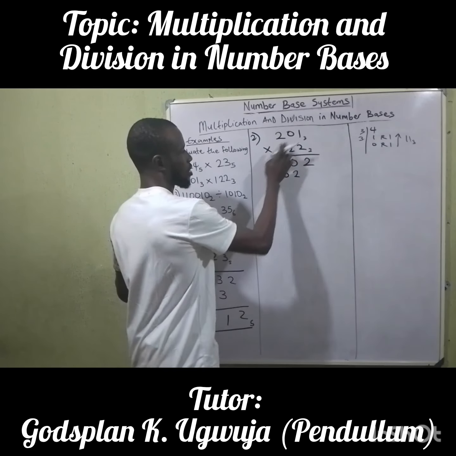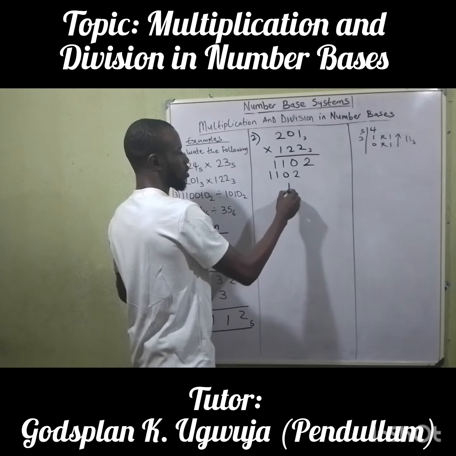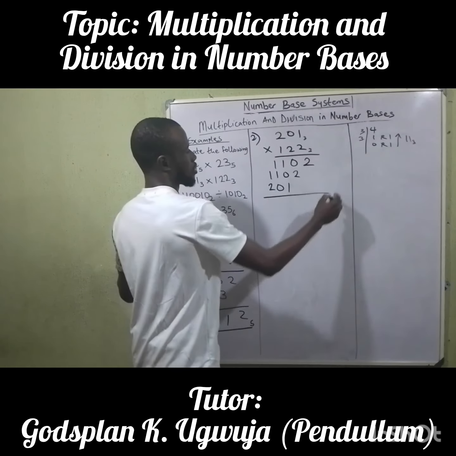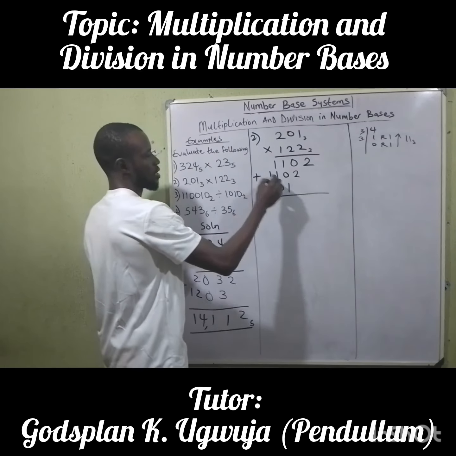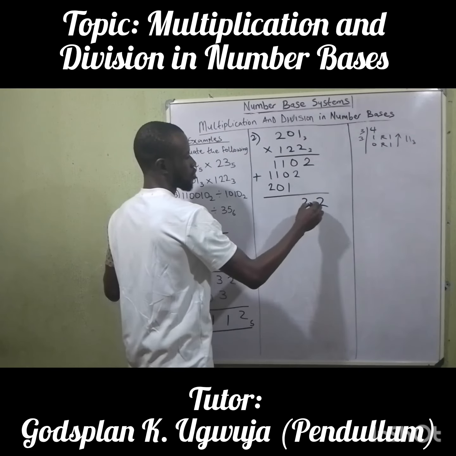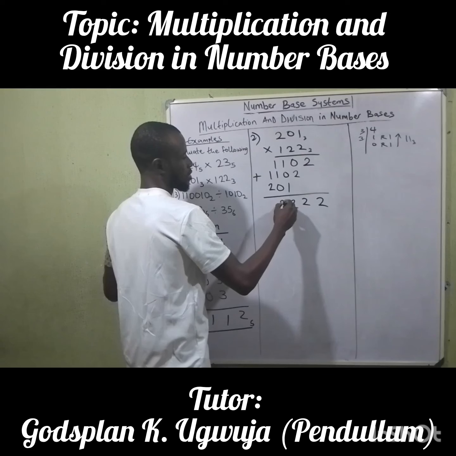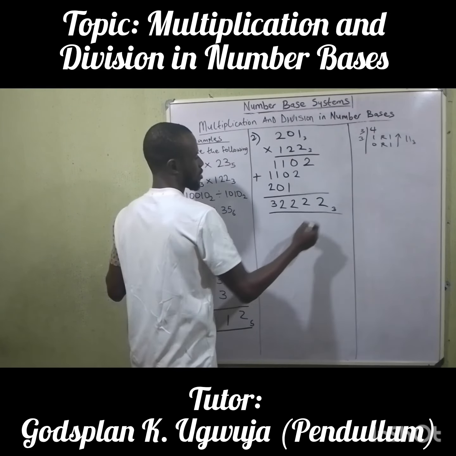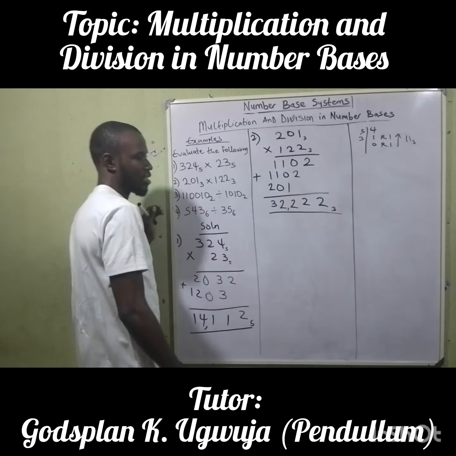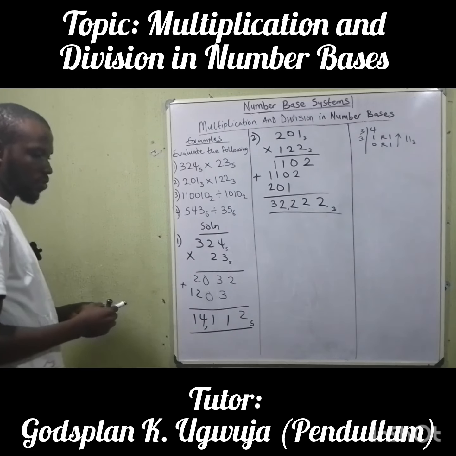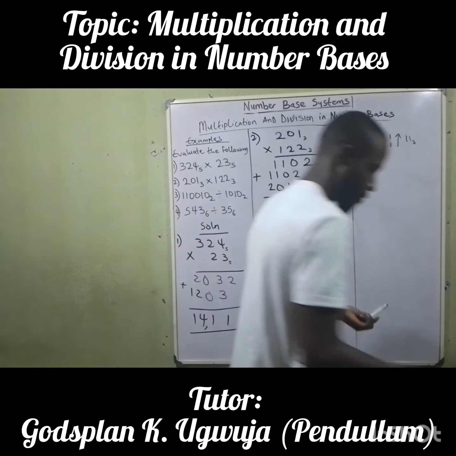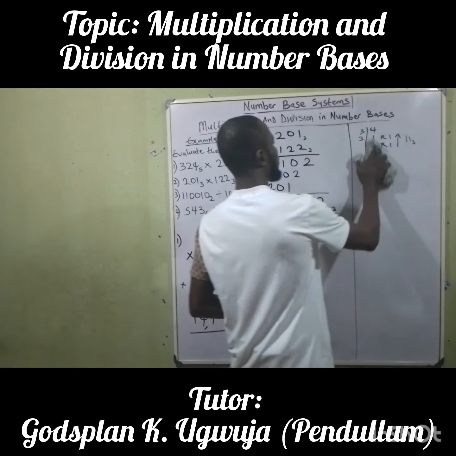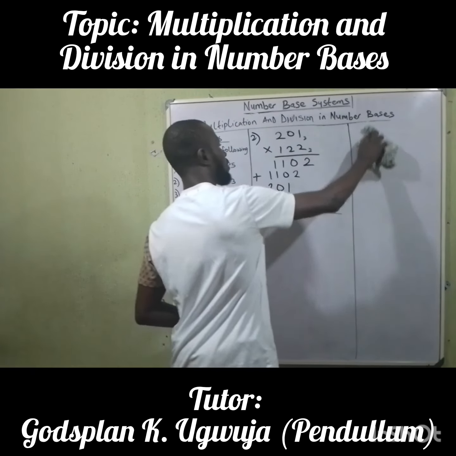Then the last one, 1 times 1, step again, 1. 1 times 0, 0. 1 times 2, 2. Alright, so if we add, this is 2, this is 2, this is 2, this is 2, and this is 3. So 32222. Straightforward, right? Very straightforward.